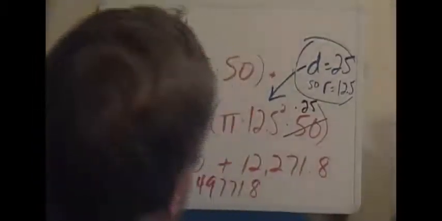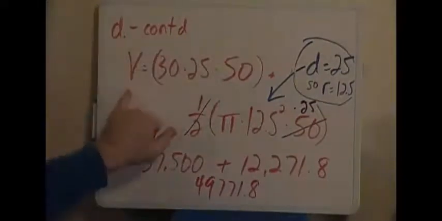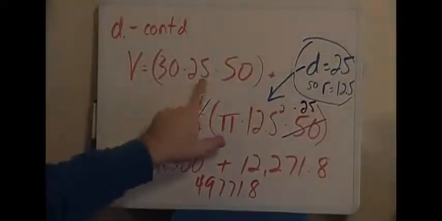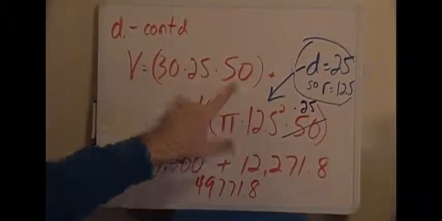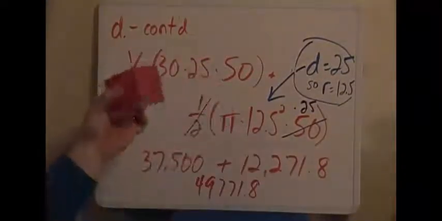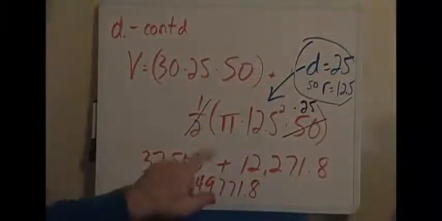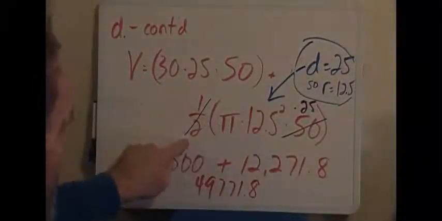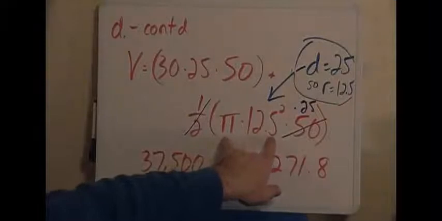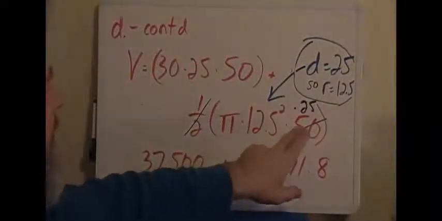Now with some numbers, D continued. The volume equals 30 times 25 times 50. That is the 3 dimensions of the rectangular base of that. And then we're going to add to that 1/2 of the volume of this base, which is a circle, so it's pi r squared times the height.